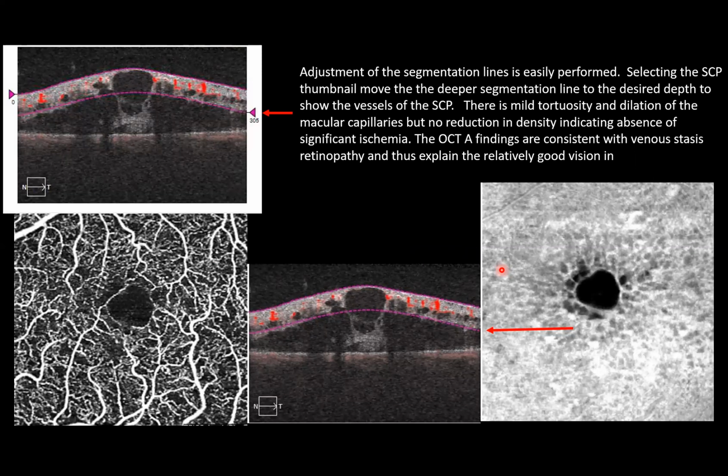The adjustment of the segmentation lines is usually quite easily performed by just moving the segmentation line and making sure that you are in the layer where you would like to be, and you segmented the layer you wanted to have. And then you can see that in this case, the foveolar vascular zone is normal looking. And you see on the en face slab that there are a number of cysts in this eye. But the actual retinal vasculature looks very good, and that adds up with the very good vision that this patient has.